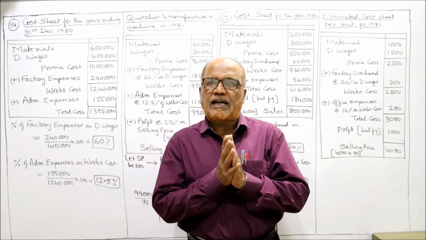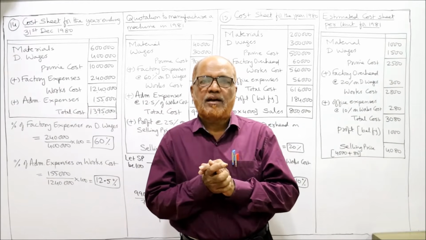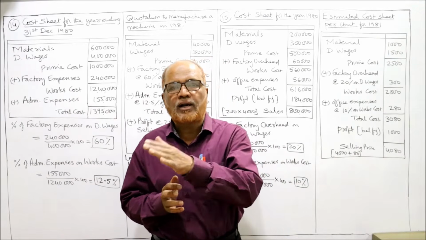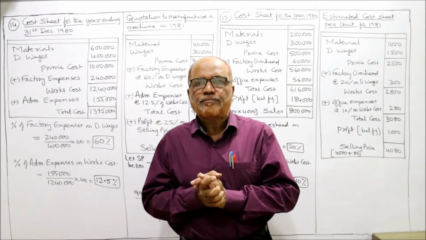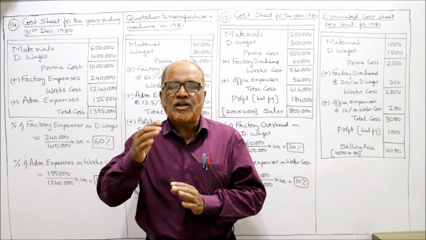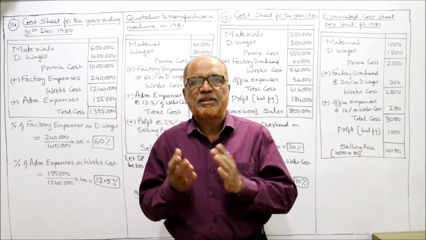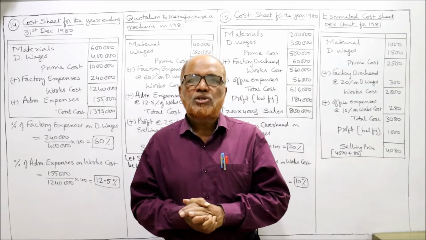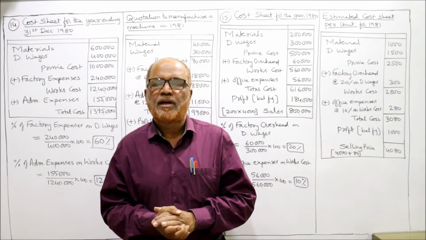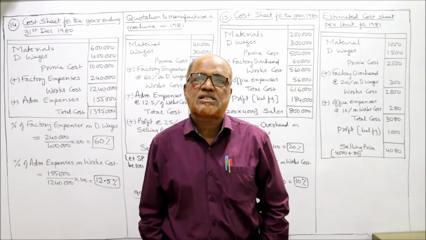We are given the last year data 1980. So we make the cost sheet of 1980 and calculate two percentages. Percentage of factory overhead on direct wages. See, in costing, there is a principle that there is a relationship between factory overhead and direct wages. Higher the direct wages, higher will be the factory overhead. There is direct relationship. So normally we calculate percentage of factory overhead on direct wages. Similarly, we calculate percentage of administration overhead on works cost.